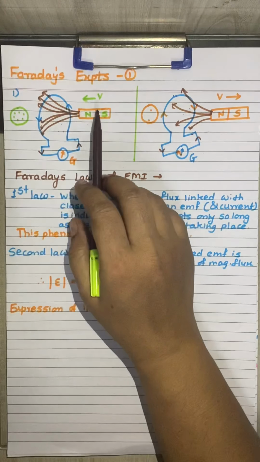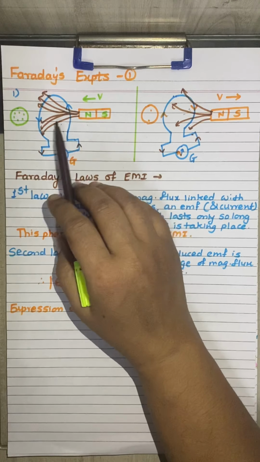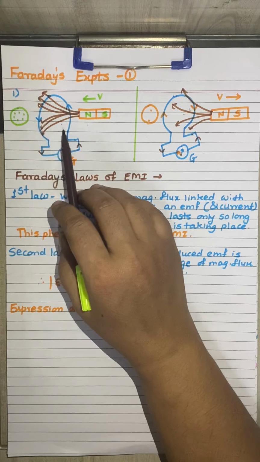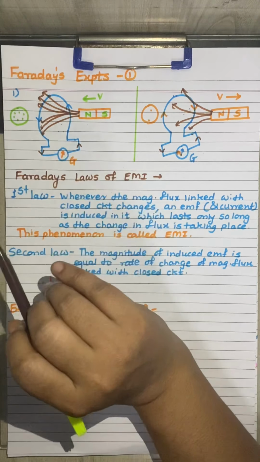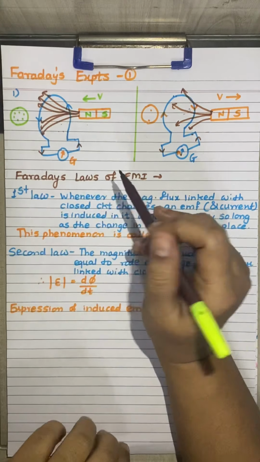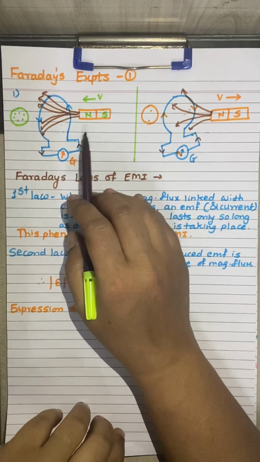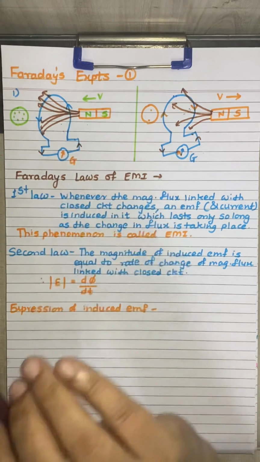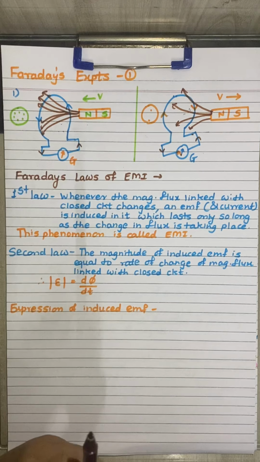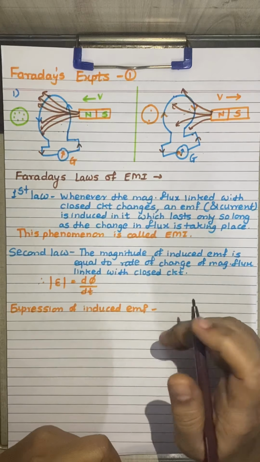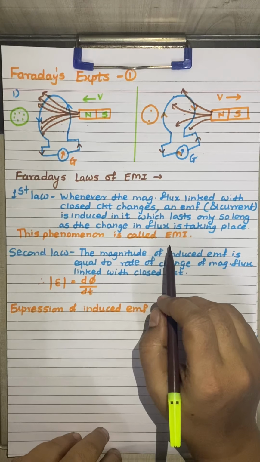So when the magnet is stationary, there is no change in the flux associated with the coil, and therefore the galvanometer will show zero deflection. When change in the flux is taking place, at that time the current and EMF are induced. This phenomenon is called electromagnetic induction.